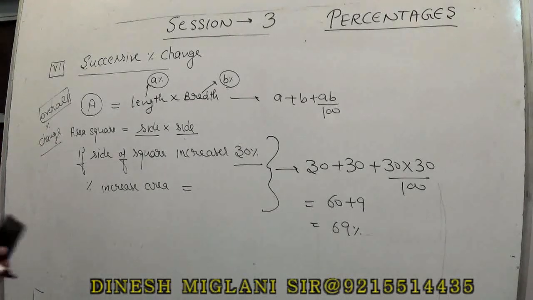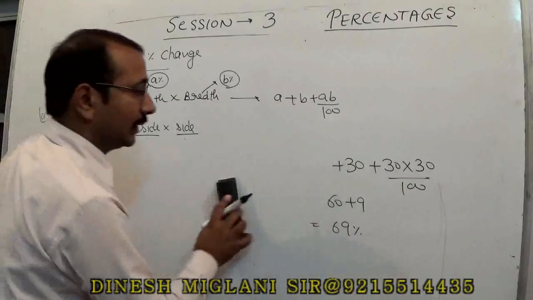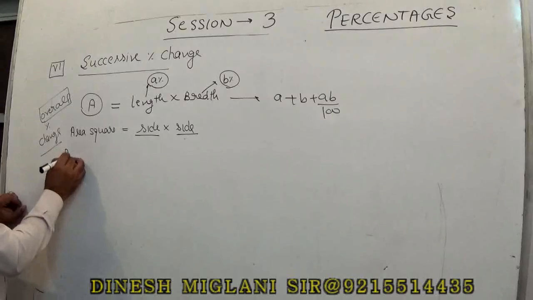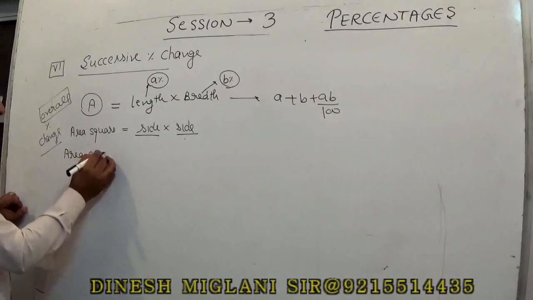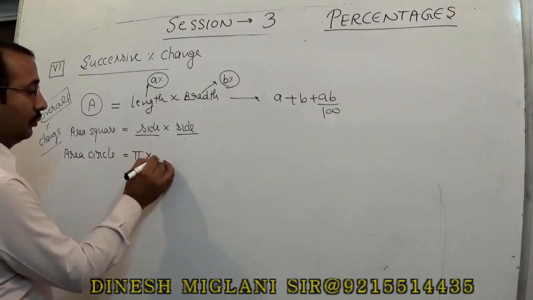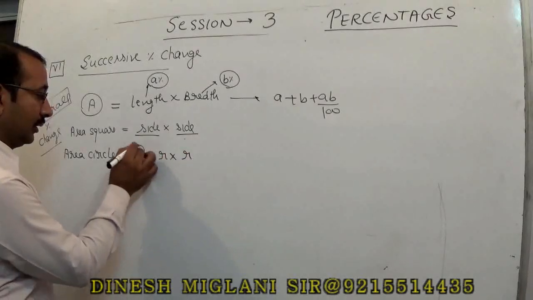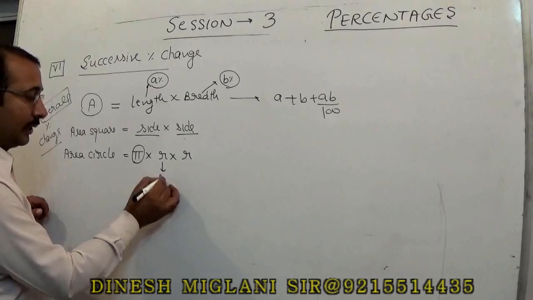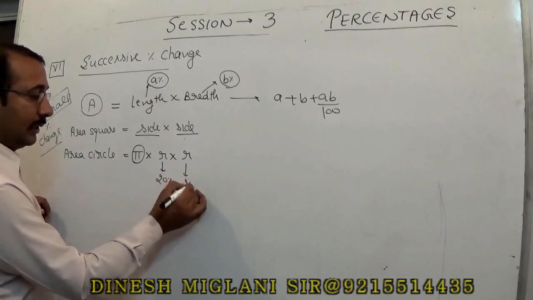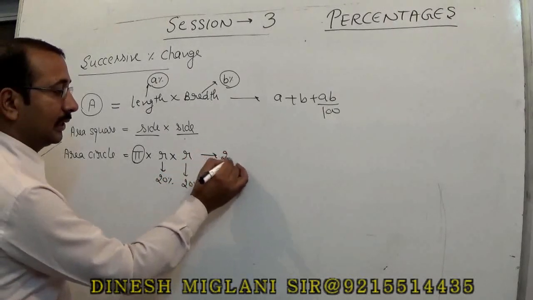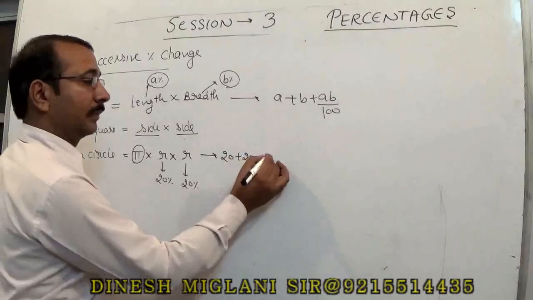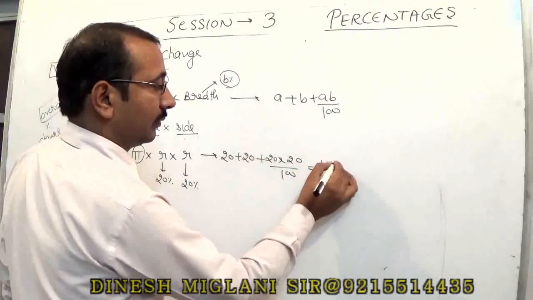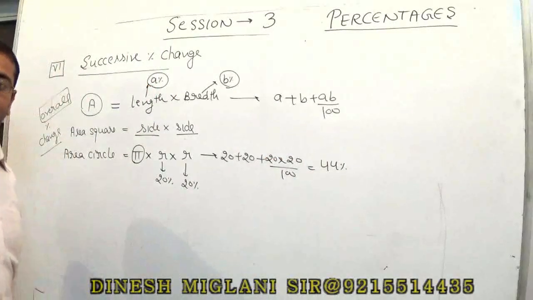So I am going to explain some more methods. I am going to explain some more areas where you use it. Area of a circle, pi into r into r. Pi is constant, it does not affect. So suppose if I say radius increases by 20%, this by 20, this by 20, overall percentage change would be 20 plus 20 plus 20 into 20 upon 100. So we can say our answer is equal to 44%.